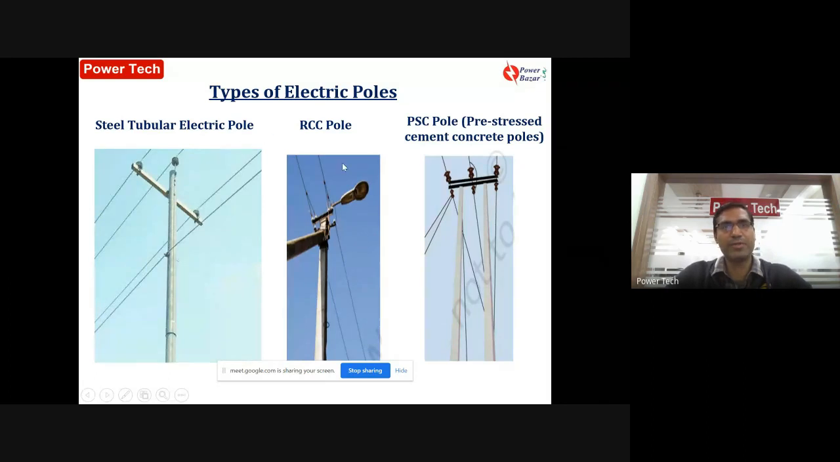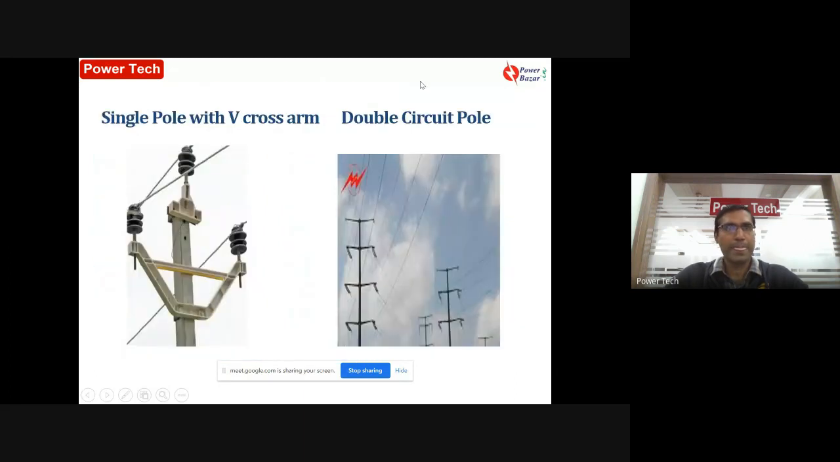These are the basic types of electric poles. The first one is a steel pole, which you have seen in your locality also, which is three phase. The top wire is a neutral. Here all three phases are there, and the second one is RCC, which is cemented, and the third figure is a pre-stressed cement concrete pole. This is a single pole with a V cross arm, and the second figure is a double circuit. There are two circuits, three at the bottom, R, Y, B, and then at the top it's a neutral. So two circuits on the same pole, a double circuit pole.